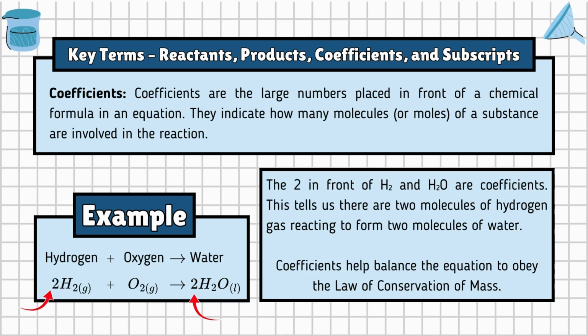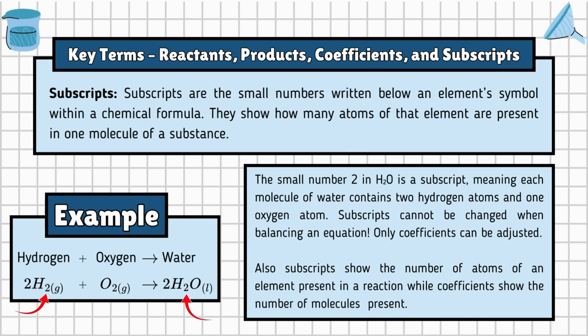So in other words, a coefficient is telling you the number of molecules of a substance that is present in a reaction. So coefficients are the numbers that help us to balance an equation so that it can obey the law of conservation of mass. I hope it is clear. So I'll take it one more time. A coefficient tells us the number of molecules that are present in a chemical reaction that is taking place.